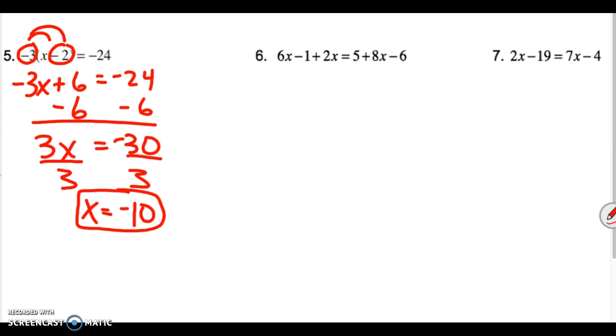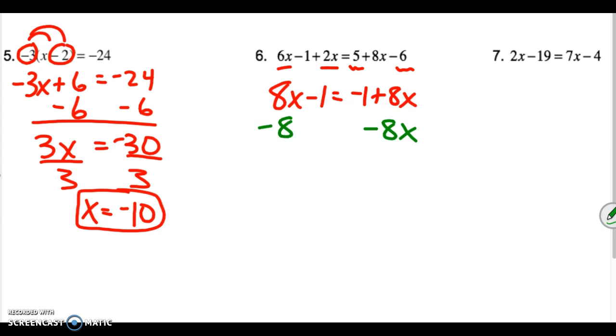Moving on to the next question. Next question has some like terms that need to be combined. So on this side, the 6x and the 2x become 8x minus 1. Over here, the 5 and the -6 become -1 plus 8x. Now at this point, I would subtract 8x from both sides, trying to get all my variables to the same side. And you'd end up with -1 equals -1, which is true.